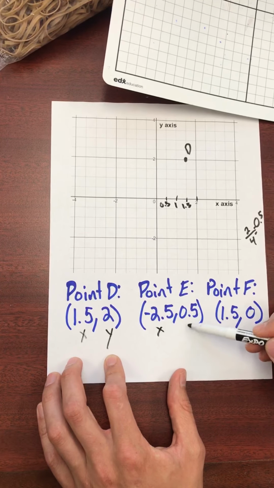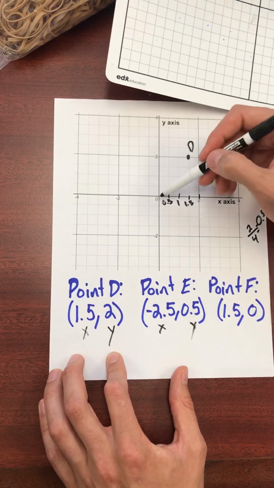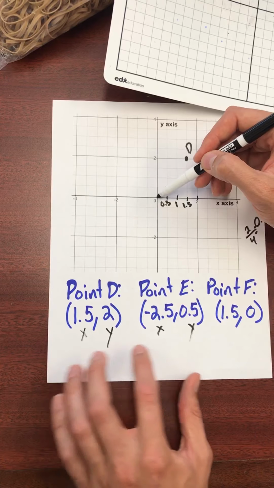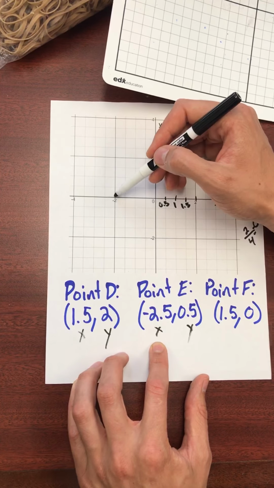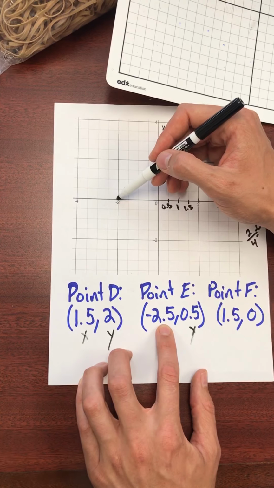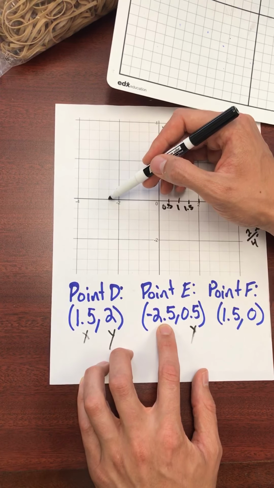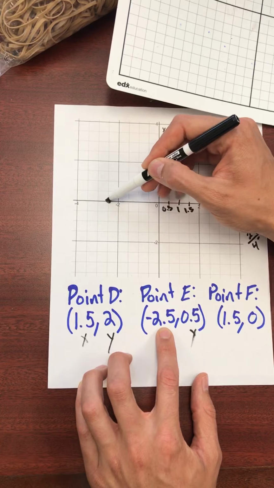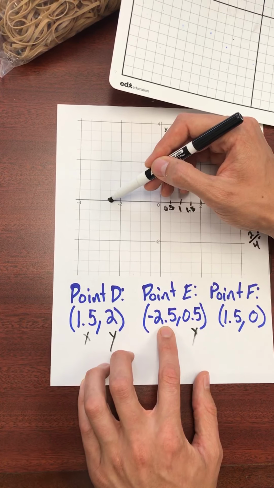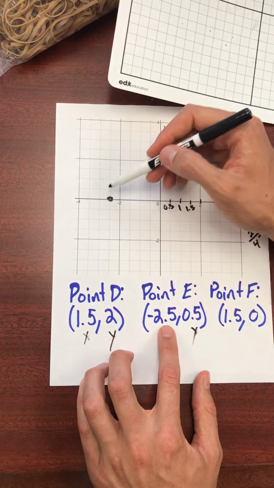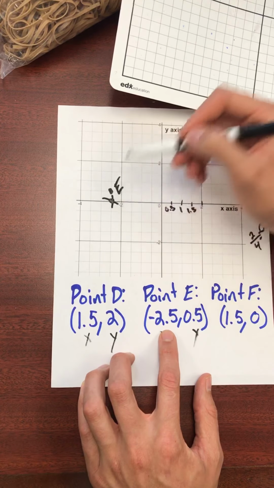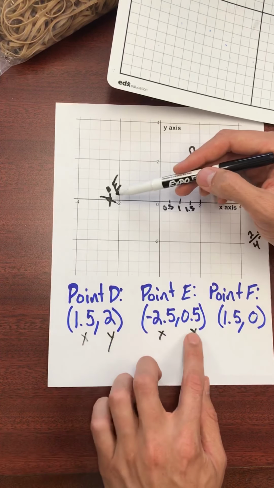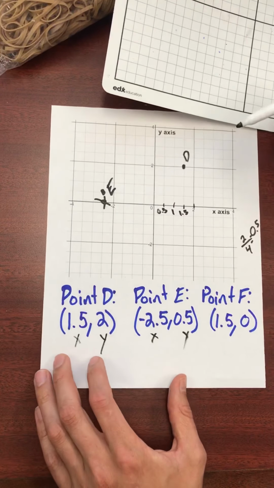My next point, point E, the x value is -2.5, the y value is 0.5. So I start at the origin, I go over to 2, and I know that 2.5 is going to be over one more interval to the left. And when I'm negative on my x-axis, I'm going to the left. Oh, and I have to go up 0.5. Okay? We all make mistakes. That is not correct. Okay? Since my y value is 0.5, I had to go up one other interval.